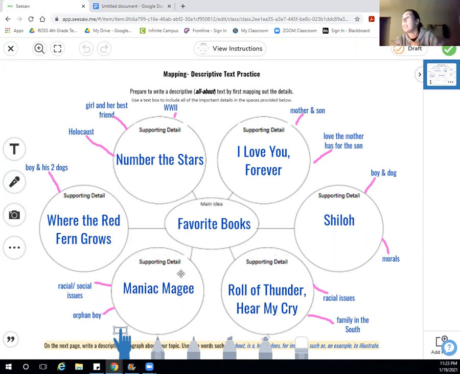I am going to look at this, and I've noticed that Where the Red Fern Grows and Shiloh are both books about dogs. But then I see that there's other books that I can lump together that have to do with racial and social issues, like Maniac McGee and Roll of Thunder, but also Number the Stars kind of falls into that category too, about social issues and racial issues. And then I just have one that I Love You Forever. So I'm going to try to group some of those books together in sentences to try to make a really good, strong idea in my sentences.